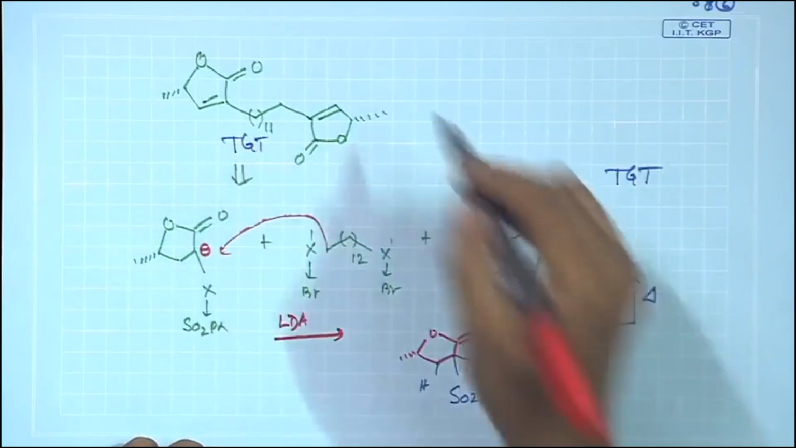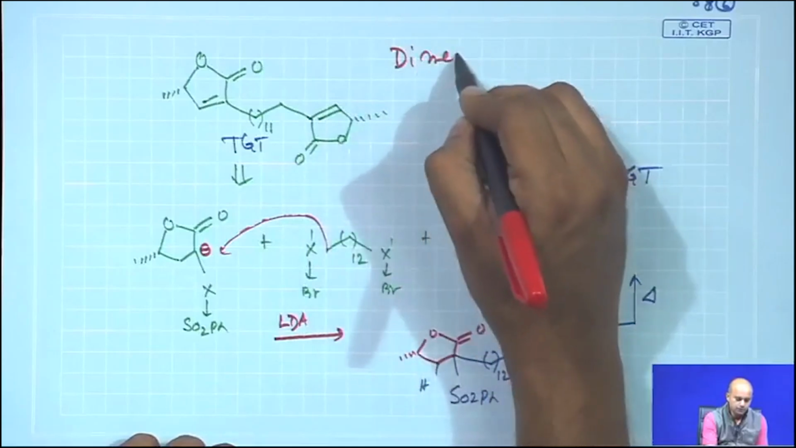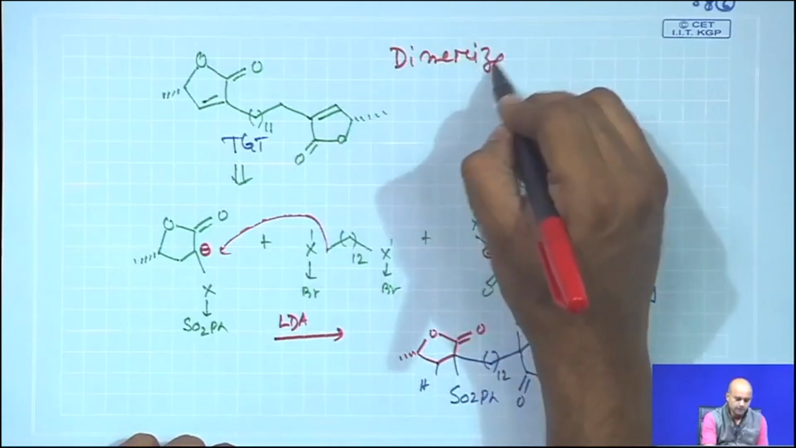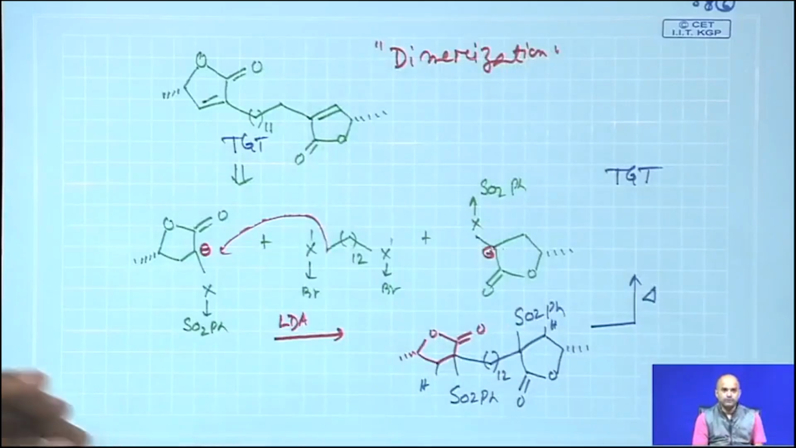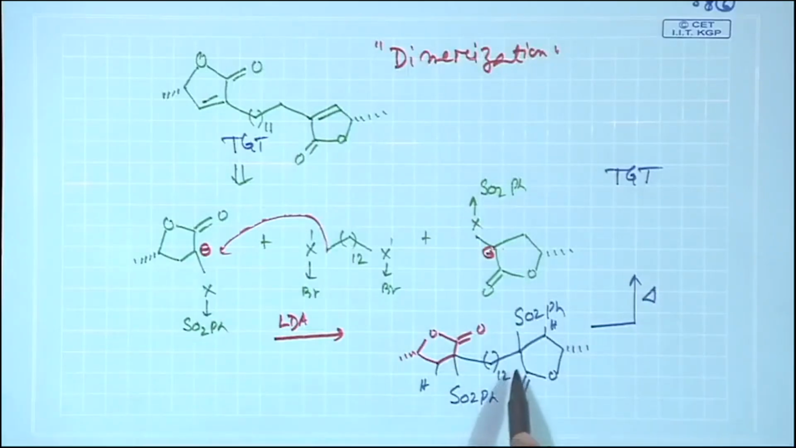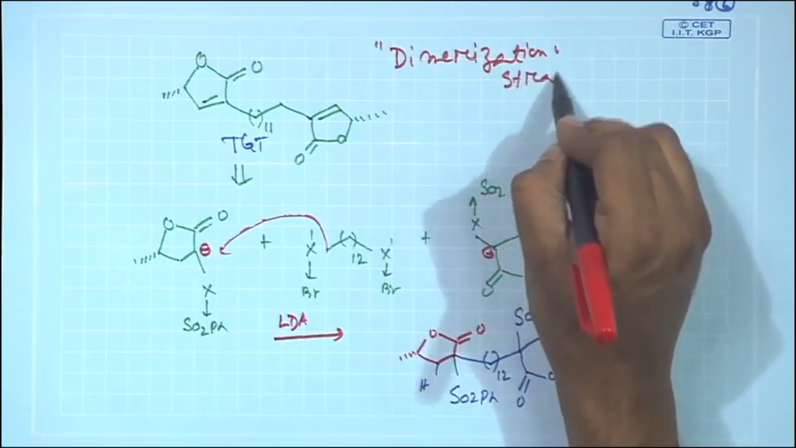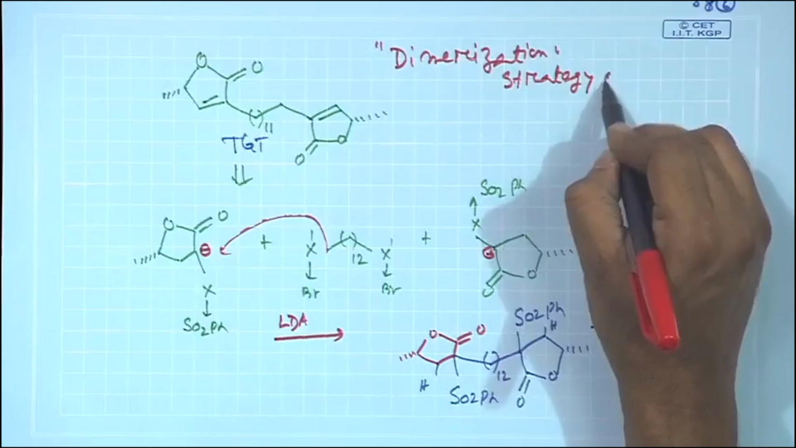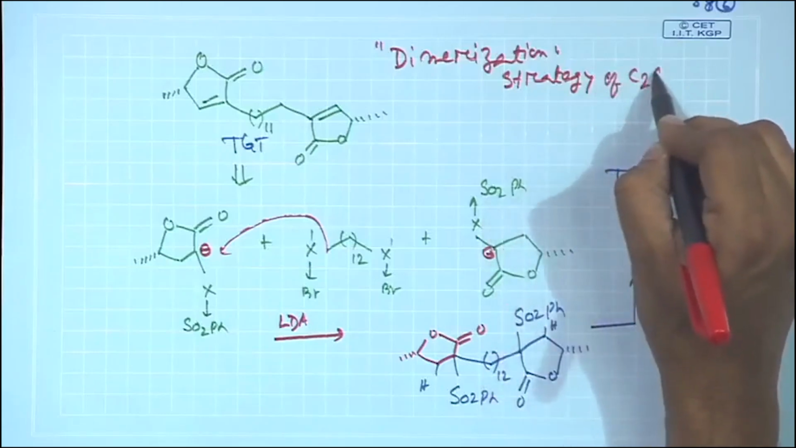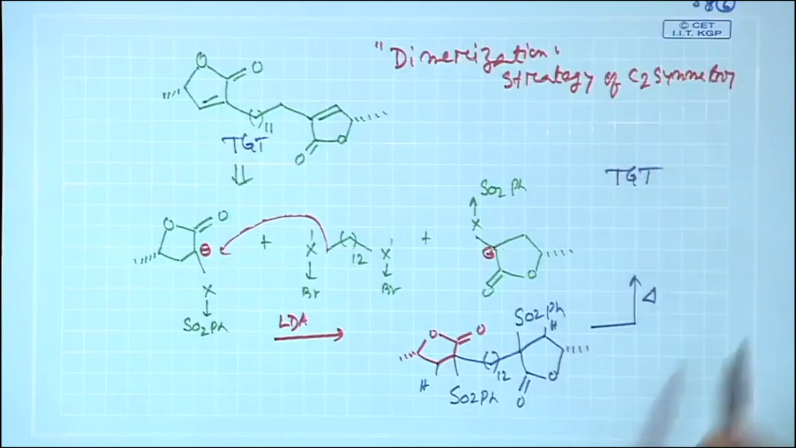So, what exactly do we do? It is basically a dimerization strategy we have used. The dimerization strategy, as we have said, is that you take two homochiral halves and dimerize them through the achiral spacer. There is a very nice demonstration of the dimerization strategy if your target has C2 symmetry. C2 symmetry, so that is very important.